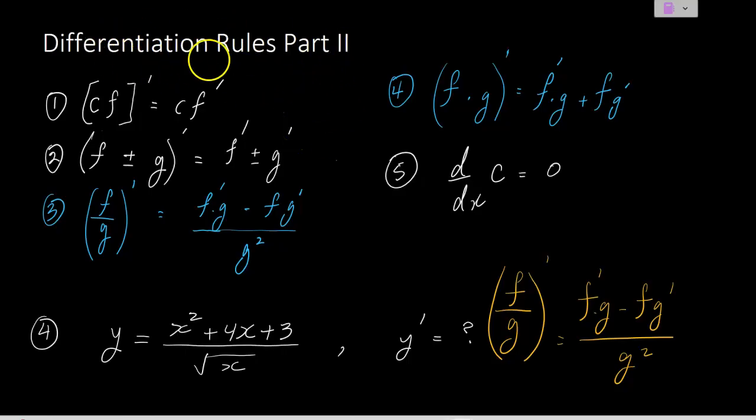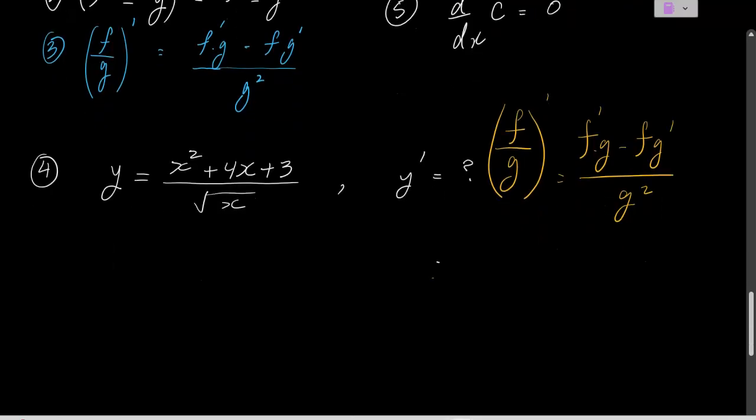As I promised, differentiation rules part number two. Now we're going to focus on rule number 3 and number 4. Not that we don't use 1, 2, and 5, but 3 and 4 are the hardest. Let's go through and work with two questions. Number 1. So question number 4.